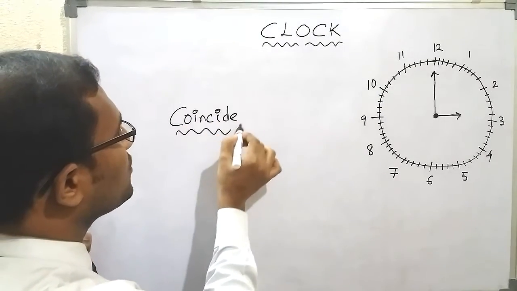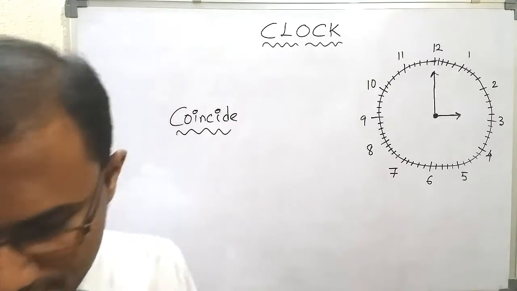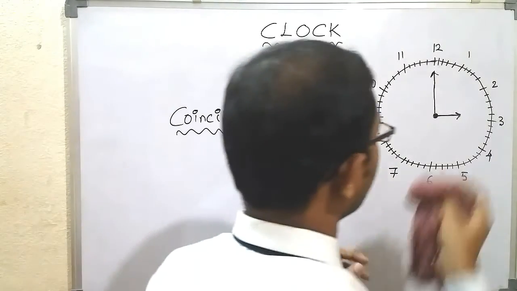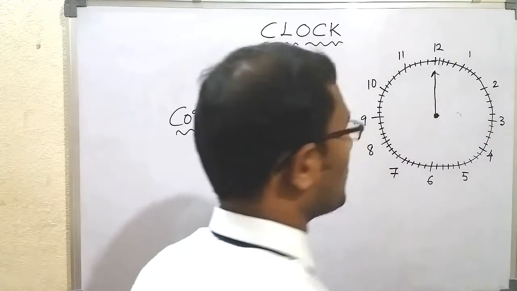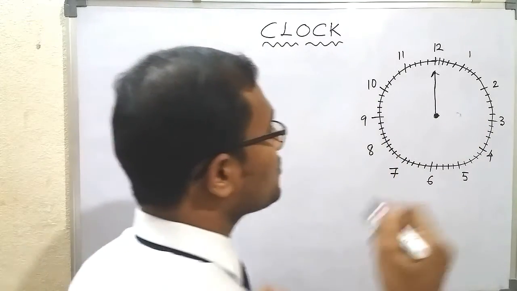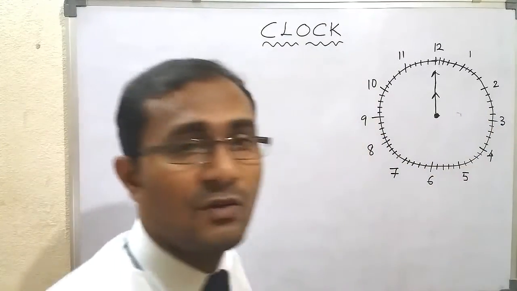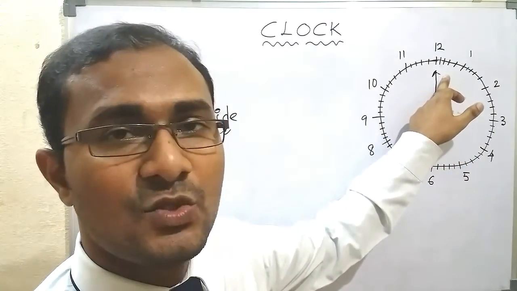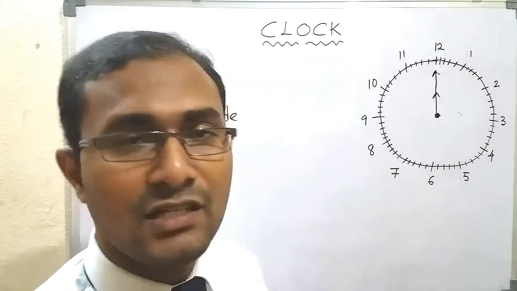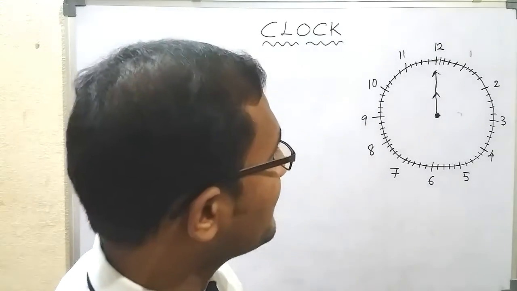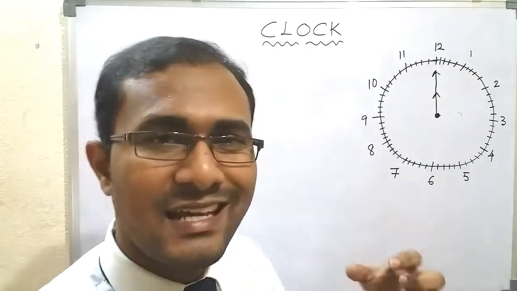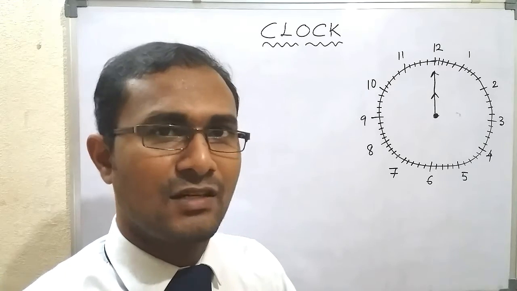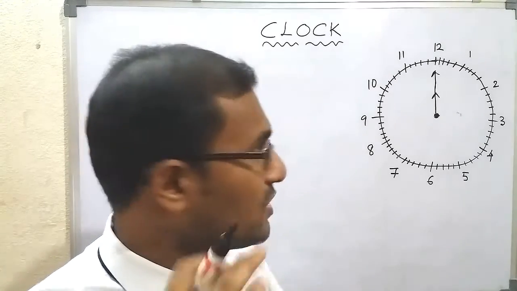So the best example for the coincide condition is 12 o'clock. When the time is 12 o'clock, the hours hand is lying on number 12 and the minutes hand is also lying on number 12. Now, can we say the hours hand and minutes hand are coinciding or not? Yes.